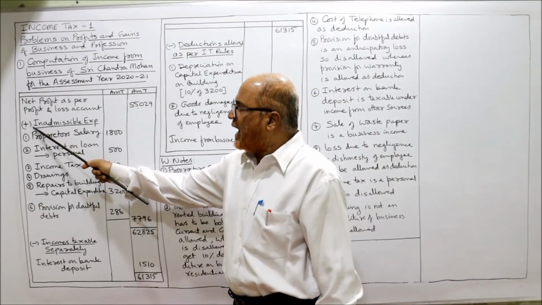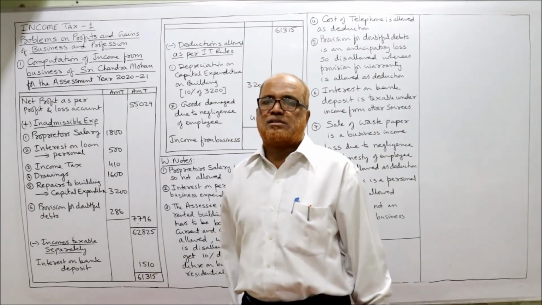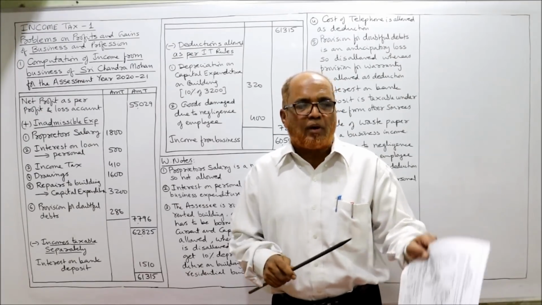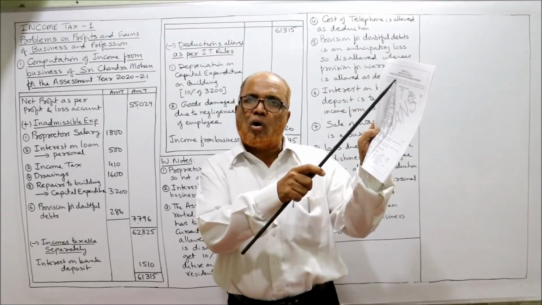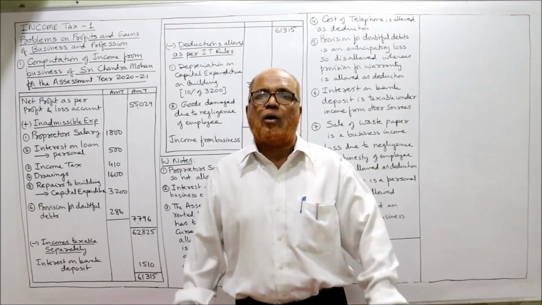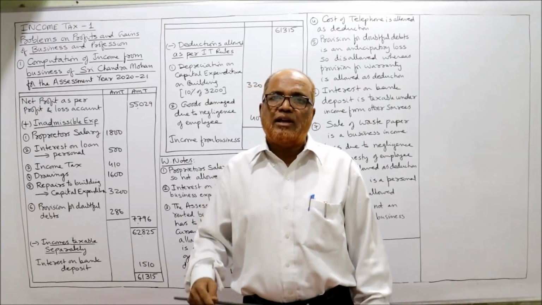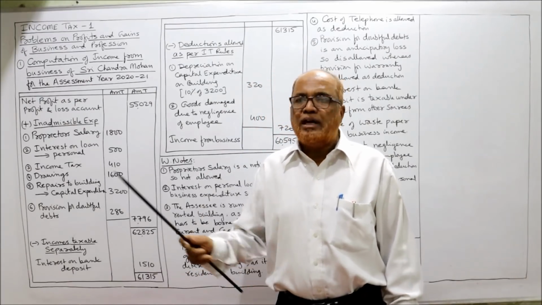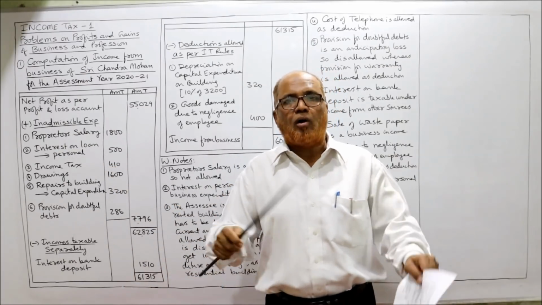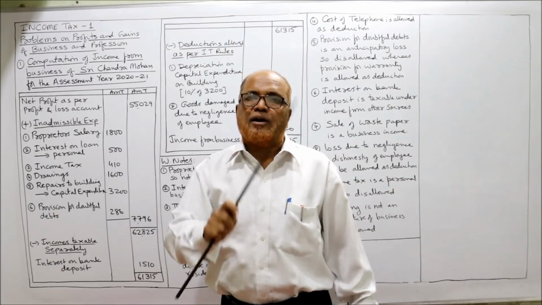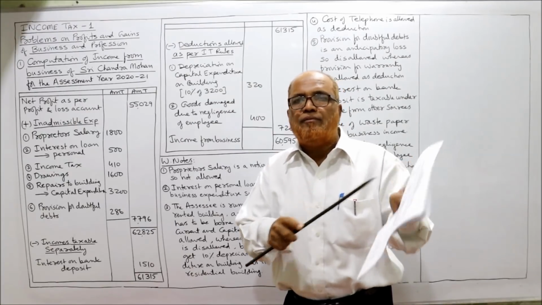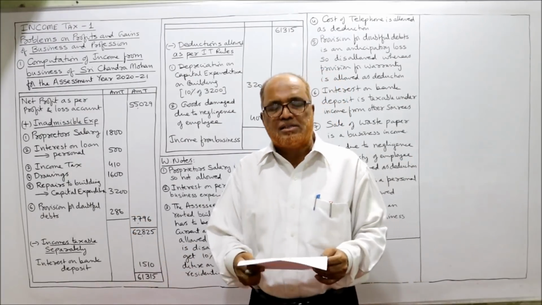To this we have to add inadmissible expenses. What do we mean by inadmissible? The expenses which are debited to the profit and loss account, already deducted in the P&L account, but which the Income Tax Act will not allow. So inadmissible expenditure means expenditure which is not allowed by the Income Tax Act but already debited in the profit and loss account. Those expenditures which are already debited will be added back. Now one by one we'll see.